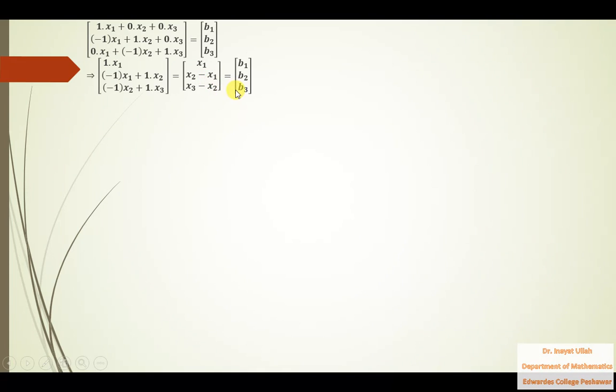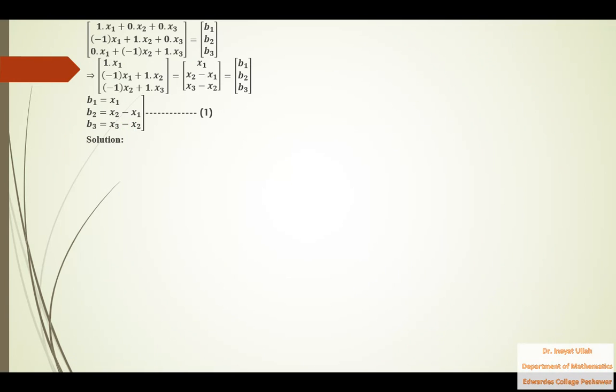Now these two column vectors are equal to each other. Two vectors or two matrices will be equal if the corresponding components are equal. It means that x1 is equal to b1, or we may say that b1 is equal to x1. Similarly, b2 is equal to x2 minus x1, and b3 is equal to x3 minus x2.